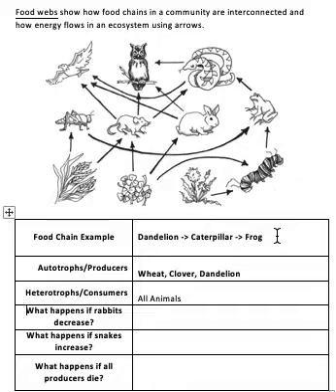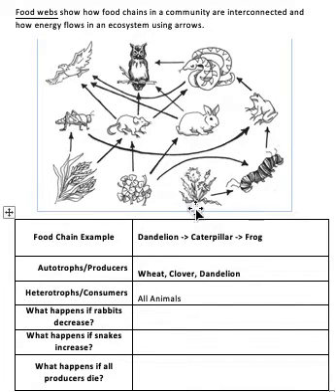Today, we're just going to make it a little more complicated. So we're moving down. This is still review. I listed that the autotrophs and producers are wheat, clover, and the dandelion. Remember, a producer is anything that creates its own food. They use the sun. Here's the dandelion. Here's the clover. Here's the wheat.